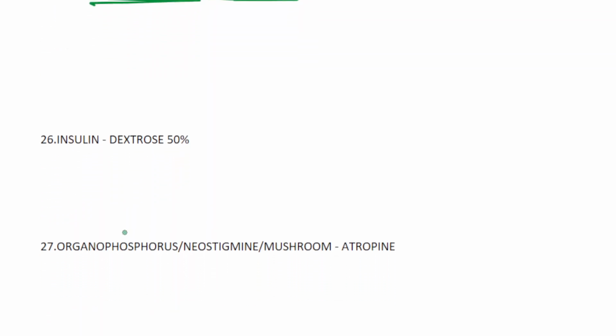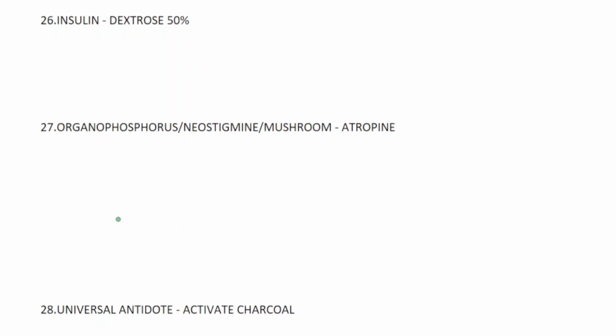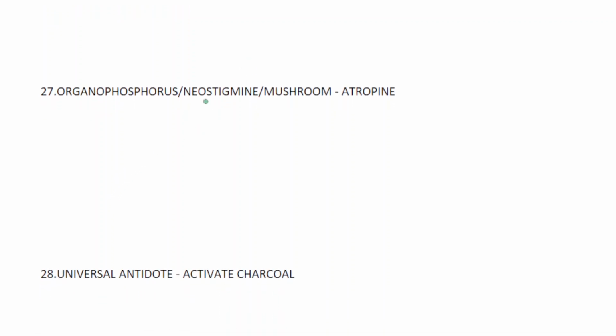Next one is insulin. For insulin, 50% dextrose is the antidote. Overdose of insulin causes hypoglycemia, and for this hypoglycemia we need to give 50% dextrose. Next one is organophosphorus, neostigmine, and mushroom poisoning.